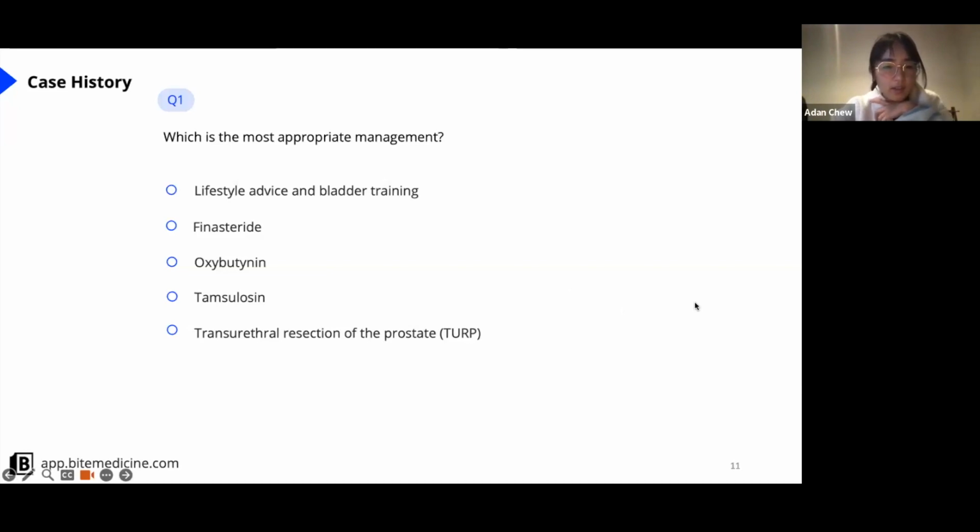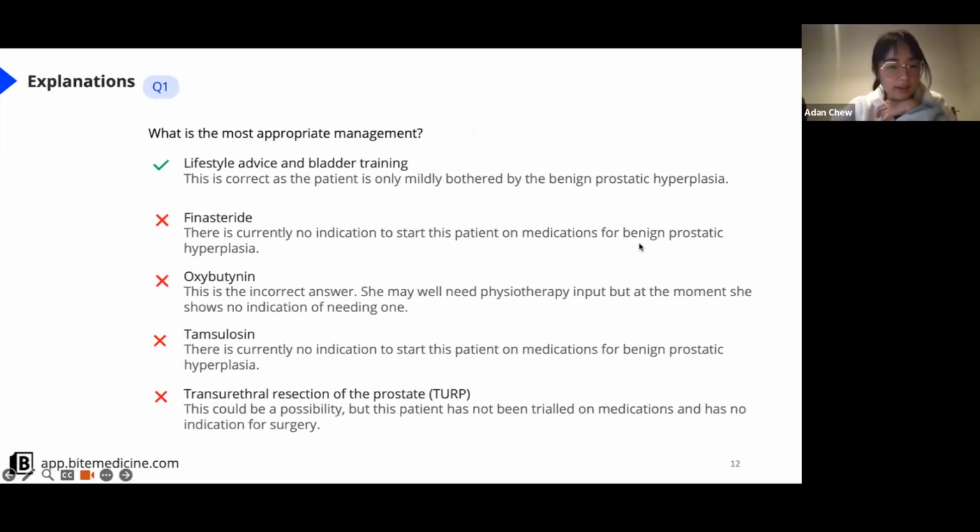Okay, so the correct answer here would be lifestyle advice and bladder training. We'll talk a bit about how to initiate what type of management in patients with benign prostatic hyperplasia, which is the most likely diagnosis given the stem.